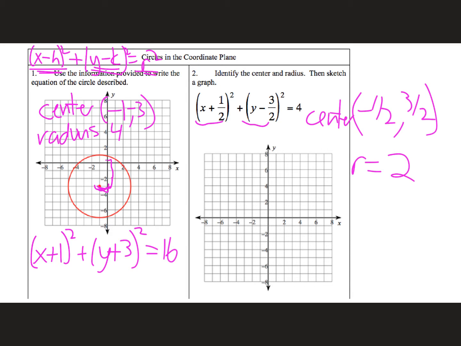So -1/2, 3/2 is going to be somewhere here. This is not the best graph for us. And then the radius is 2. 1, 2, 1, 2, and 1, 2. Something like that would be your circle. We will give you some better choices of numbers there.